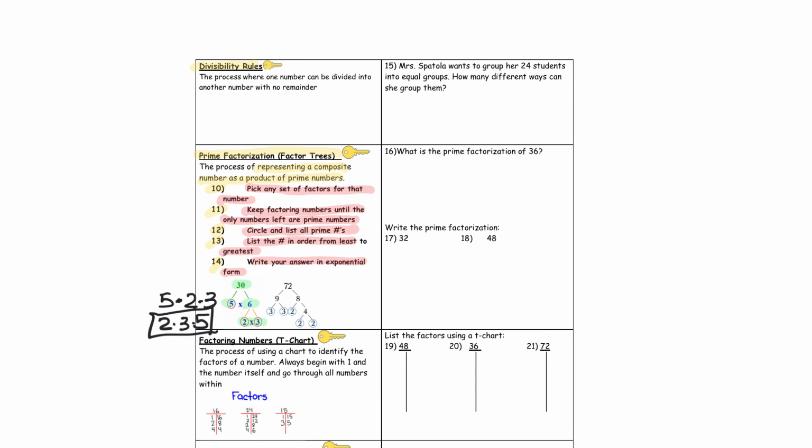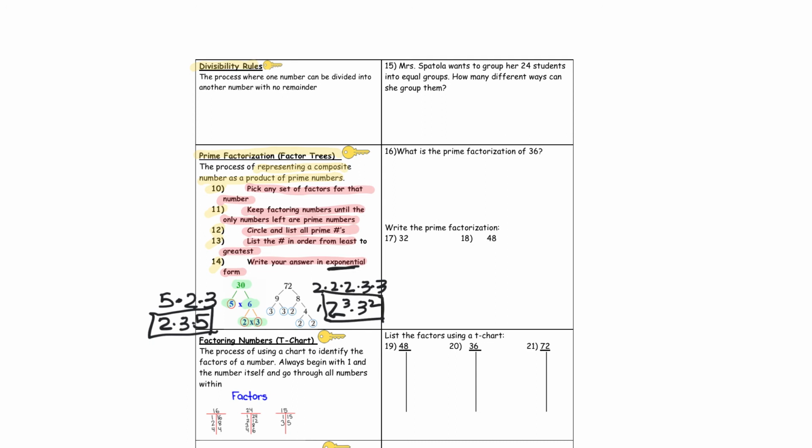Now, if you look at 72, look at all the circled numbers. When they ask you to write it in exponent form, watch, 72 would be like this: 2 times 2 times 2 times 3 times 3. Now, you can also pop this in your calculator to check it. So this would be in exponent form. What would that look like? Yeah, 2 to the third power times 3 to the second power. Exactly. Let's take a look.